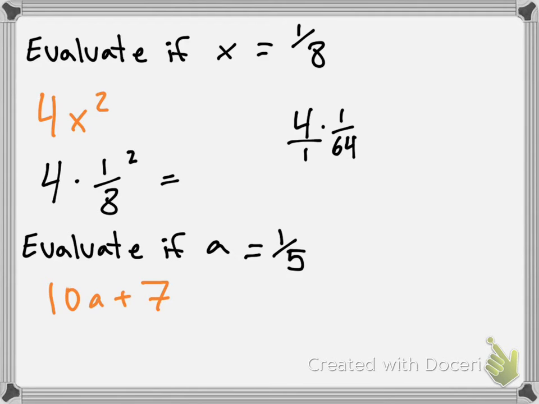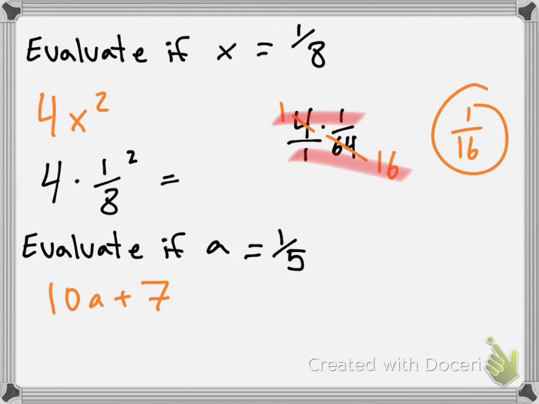Ones. I can cross cancel something. I can cross cancel the 4. They are both divisible by 4. Marley, what is 4 divided by 4? 1. 64 divided by 4 gives me 16. So what I get is this answer. I now cross multiply again. 1 times 1 is 1. 1 times 16 is 16. I get 1/16 as my answer.